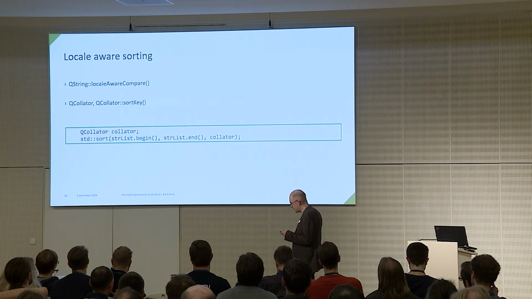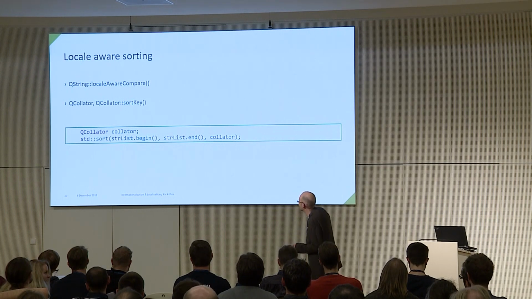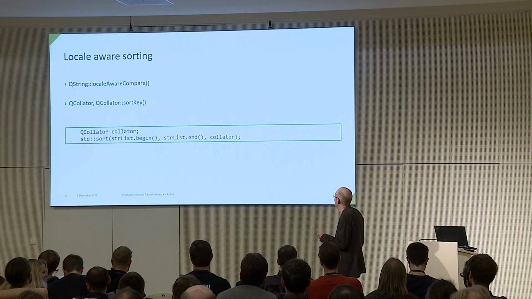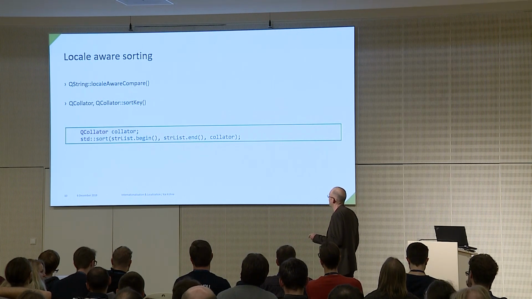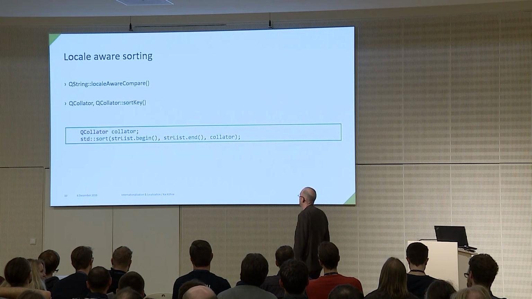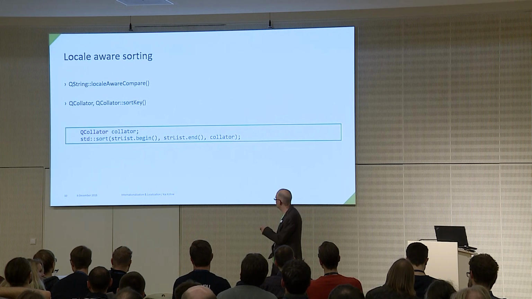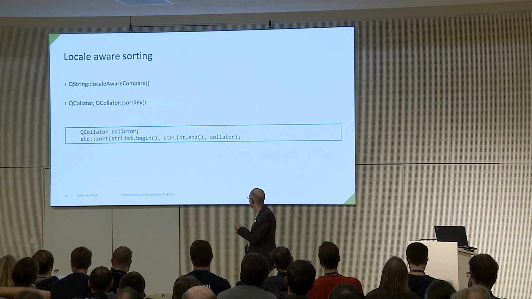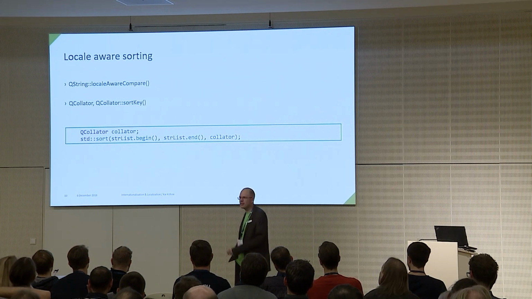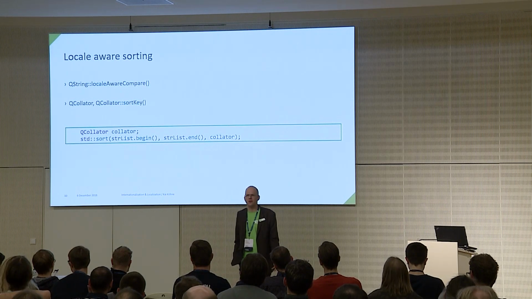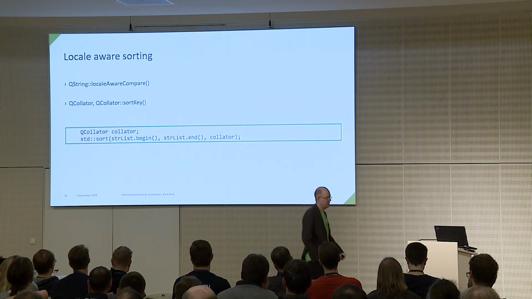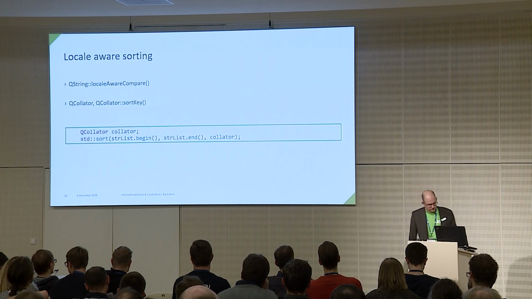So there are actually multiple methods you can use. There is qstring locale aware compare, but you can also directly go for qcollator. That's the class that does exactly that. And just to give you a very simple example, this one just sorts this list. It also has options, for instance, sorting numbers correctly. So quite a handy class if you ever run into this.